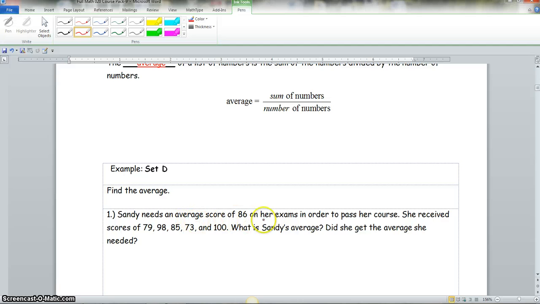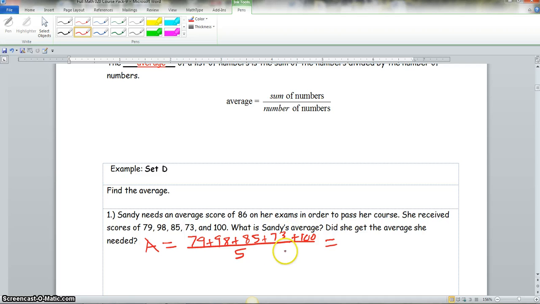Sandy needs an average score of 86 on her exams in order to pass her course. She received scores of 79, 98, 85, 73, and 100. What is Sandy's average? So we would take the average. We abbreviate it by just putting A. The sum of the numbers, so that means we would add all of these numbers. 79 plus 98 plus 85 plus 73 plus 100. And then we would divide it by the number of numbers. We have 5 numbers here, so this would be divided by 5.